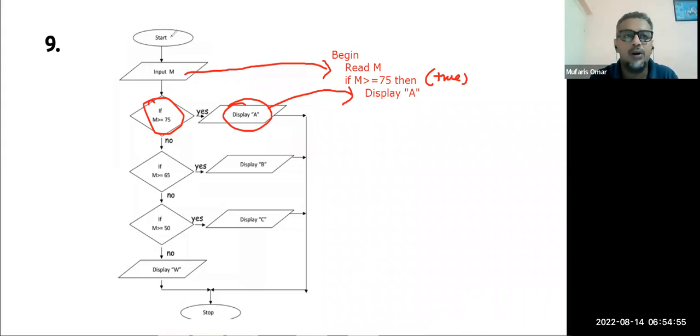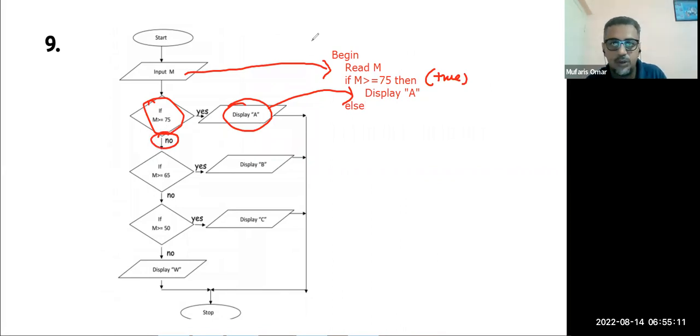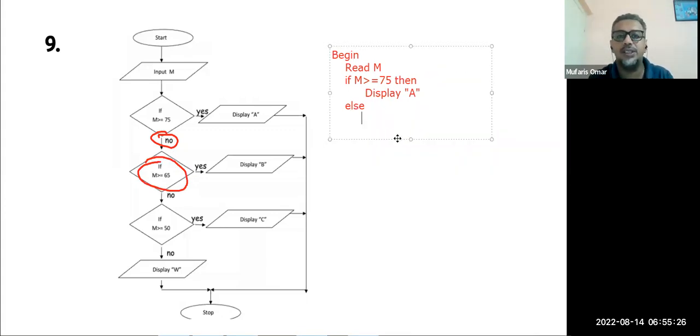Now the else part. If the condition is not true, what do you have to do? Go to the flowchart and see. If the condition is false, you have another if condition. So you just add that condition.